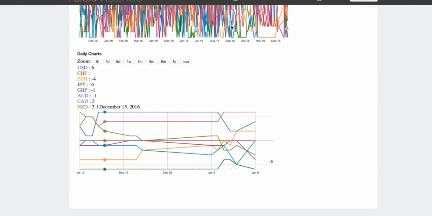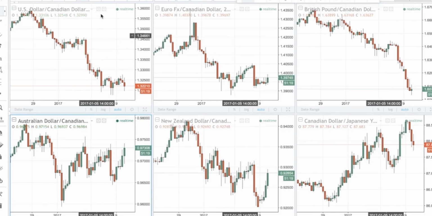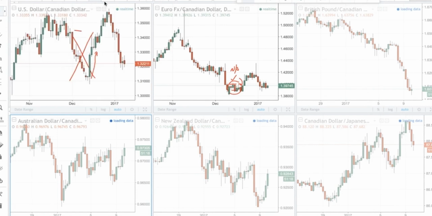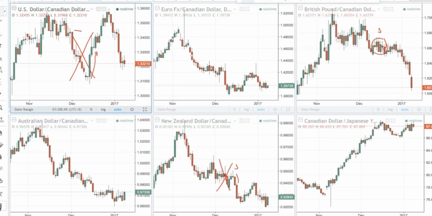Okay, CAD being a +5. I'm like, okay, CAD is strong. What does that mean for me? If CAD is strong on that day, let's go to the daily charts. Okay, let me clean this up for you quickly. I think I drew too much last time for you guys.